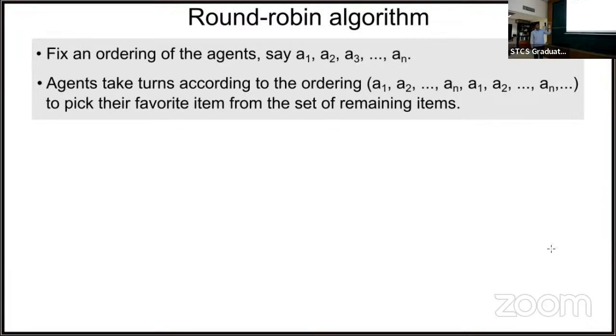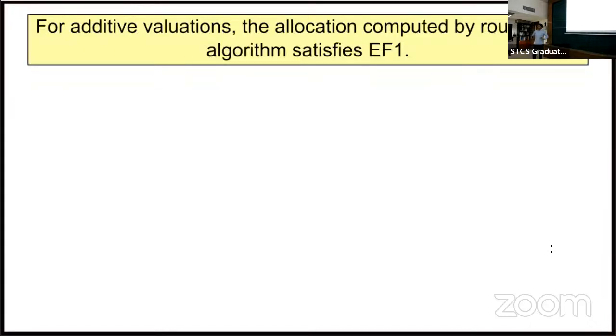Once we have iterated through the agents in the first round, we start repeating 1, 2, 3. One item at a time. Exactly. You can only pick one item, your favorite one from whatever is left. This goes on until you consume all the items. Very simple algorithm. Turns out that this very simple, very natural algorithm actually gives us approximate fairness in the sense of EF1.